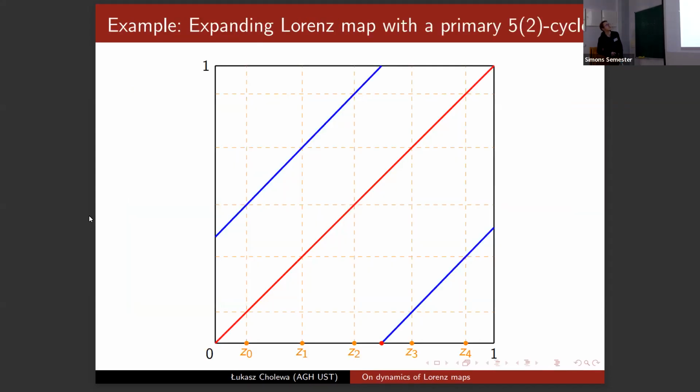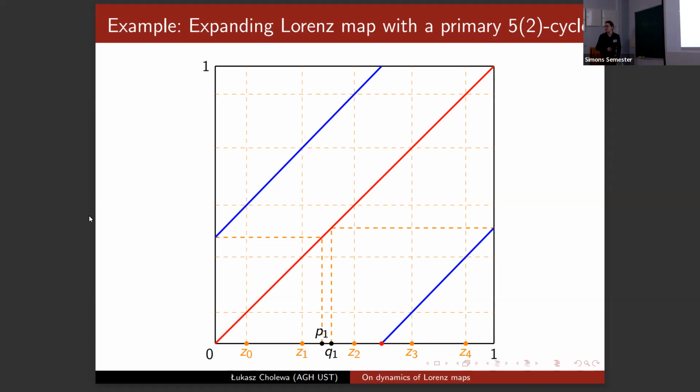Okay, I will show you an example. So it is again our map T1. Here we have points Z0, Z1, Z2, Z3, and Z4. Point Z0 goes to Z2, Z2 goes to Z4, Z4 goes to Z1, Z1 goes to Z3, and Z3 goes to Z0. And moreover, the image of 0 and the image of 1 are between points Z1 and Z2. So indeed, this map has a primary 5-2 cycle.